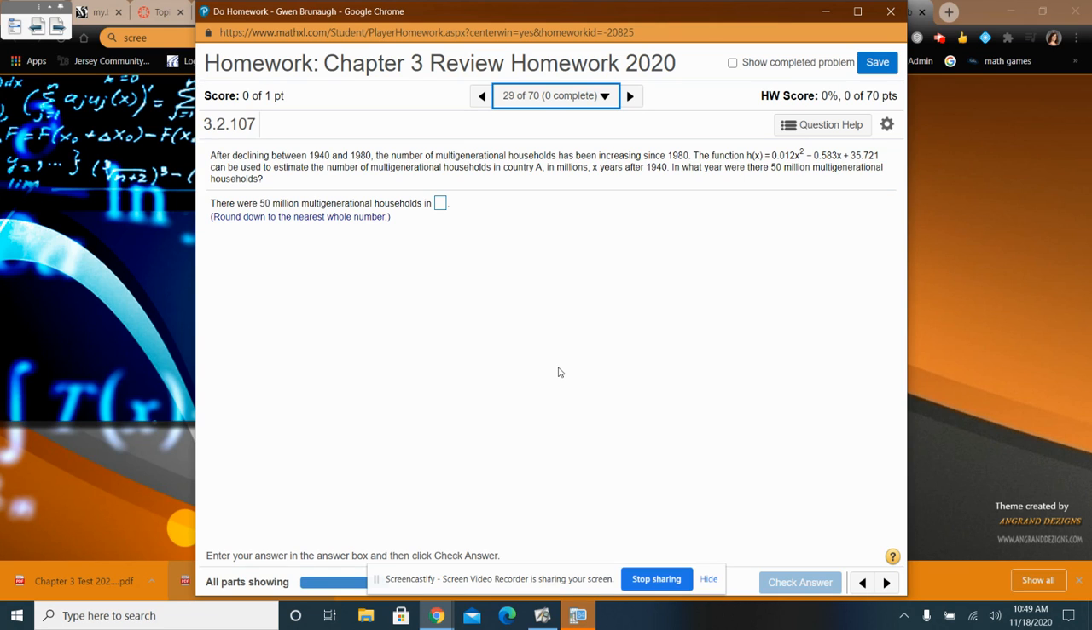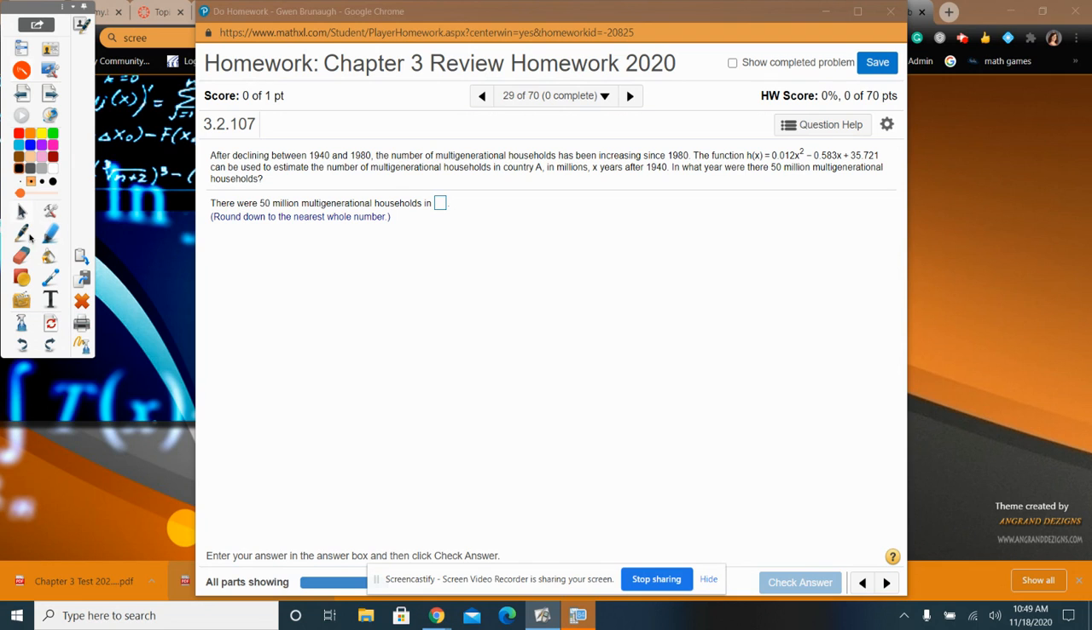Let's look at some of these word problems. After declining between 1940 and 1980, the number of multi-generational households has been increasing. So there's a function they gave you, and notice it's really kind of a yucky function, so it's probably a calculator problem. They're talking about the number of households, and this is in millions, x years after 1940.